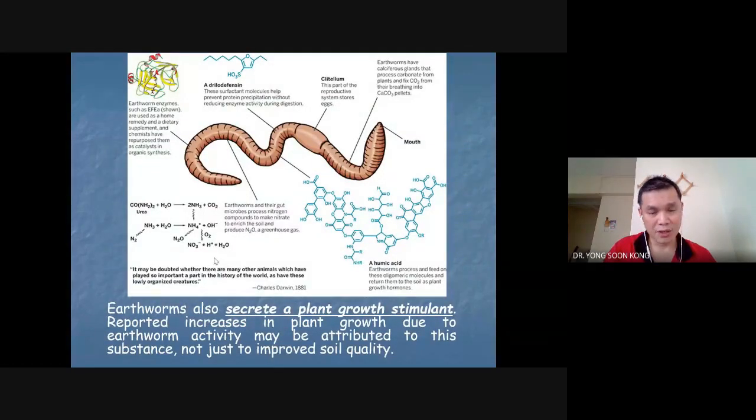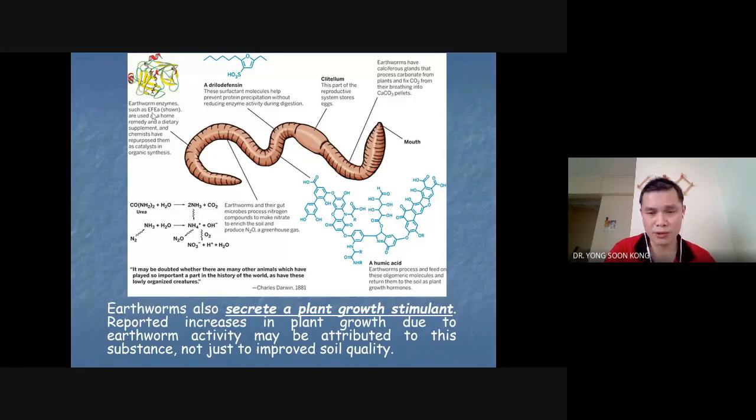So not only that, I think worms have a lot of function. Apart from recycling the nutrient, getting more air into the soil, and distributing the nutrient, they also have other special functions. They also secrete a plant growth stimulant. This plant growth stimulant is said to be EFE, they call it. Not sure what EFE is, but it's an enzyme that stimulates growth of the plant. Well, these are the other functions worms can do for the plants.